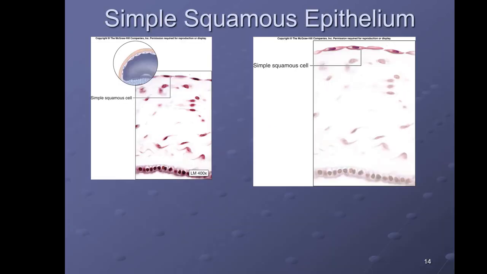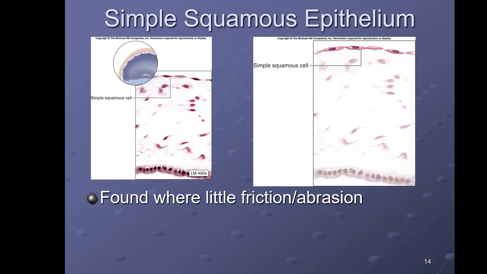All right, so what we're going to do now is run through all of the epithelial tissues that you need to be able to know about and then also identify. So we're going to start with simple squamous, based on its name, 1 layer, flat cells on the outside.